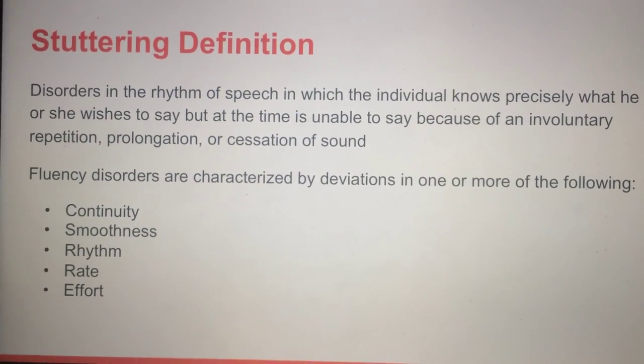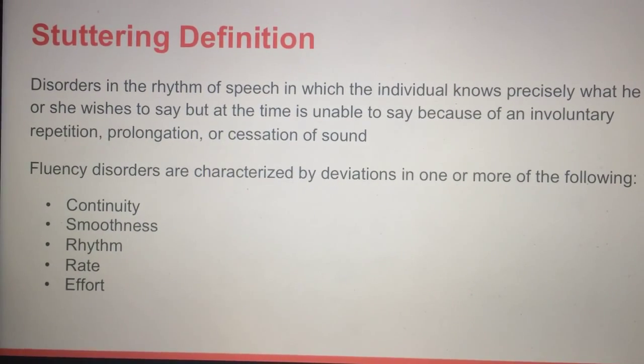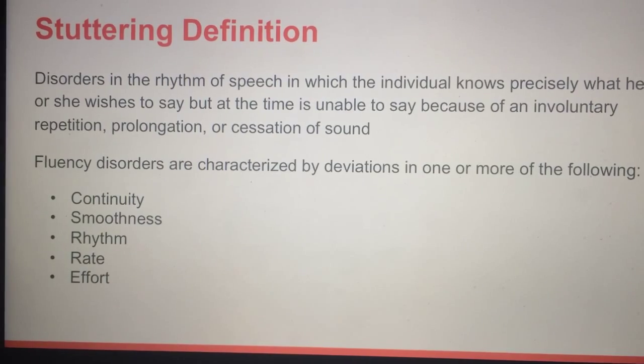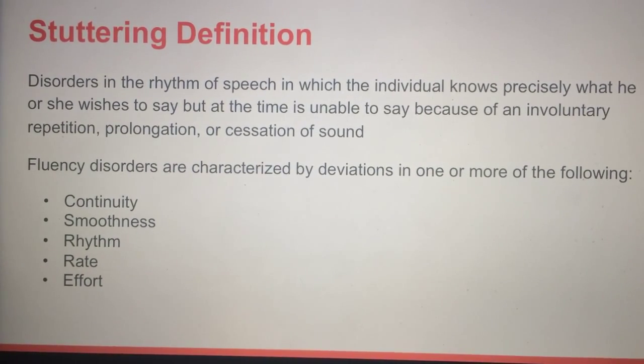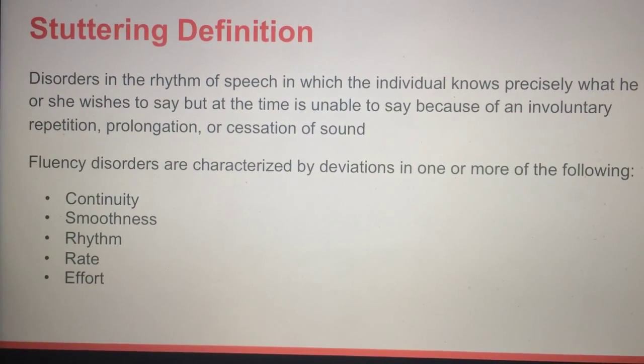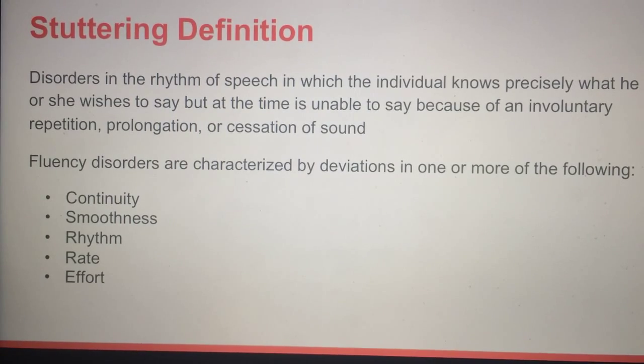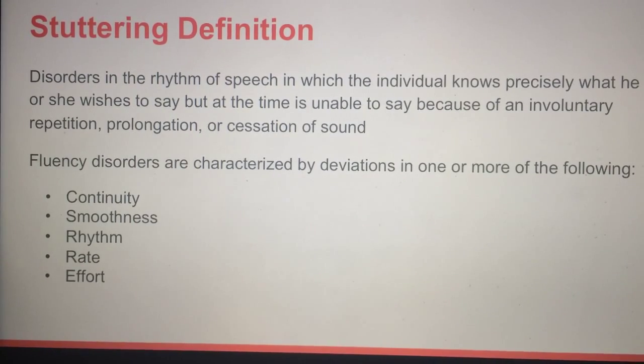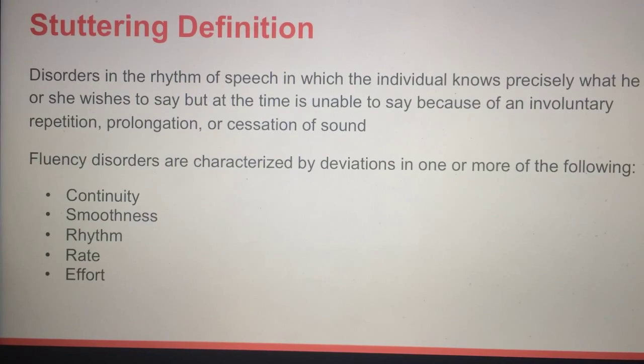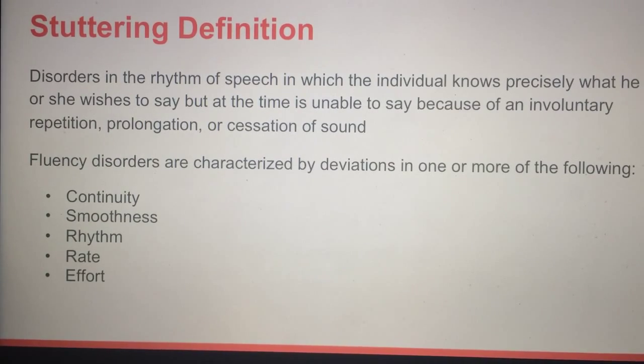So we just wanted to provide you all with a basic stuttering definition. Stuttering is a disorder in the rhythm of speech in which the individual knows precisely what he or she wants to say, but at the time is unable to say because of an involuntary repetition, prolongation, or cessation of sound. And just make sure to remember that involuntary part for the next slide.